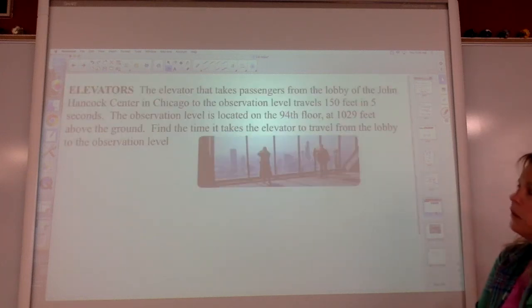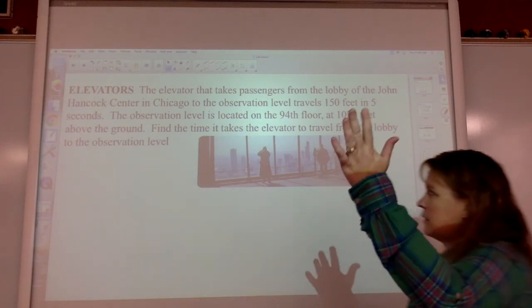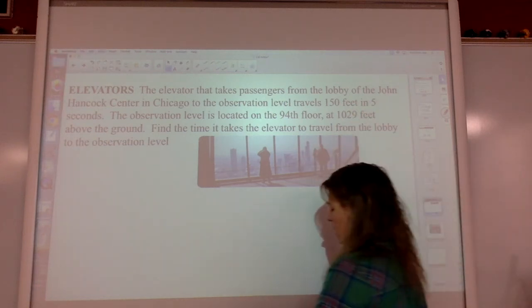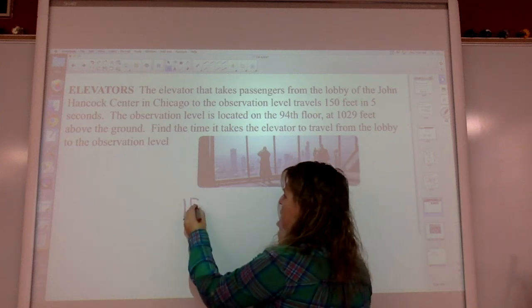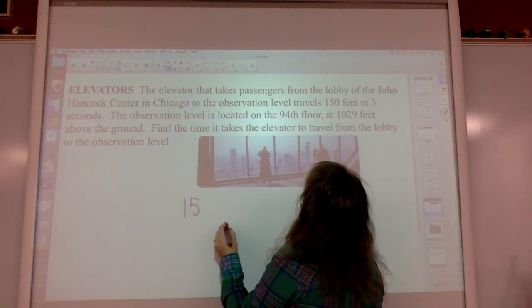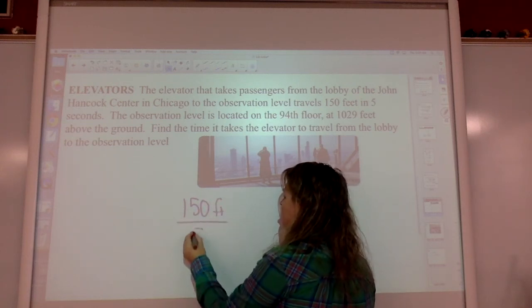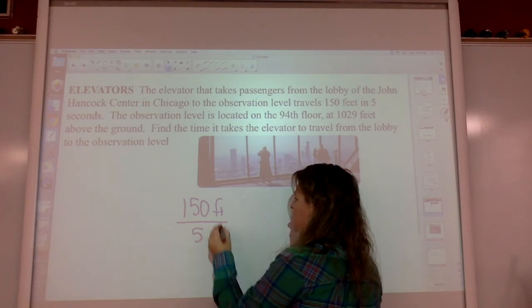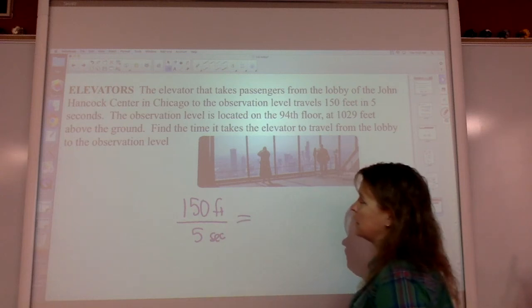One last word problem for you. The elevator that takes passengers from the lobby of the John Hancock Center in Chicago, a very, very tall building, to the observation level travels 150 feet in 5 seconds. I can stop right there. I have enough information to make a ratio. 150 feet in 5 seconds. And notice I labeled it so that I know what order I have to do my other proportion in. 150 feet in 5 seconds.